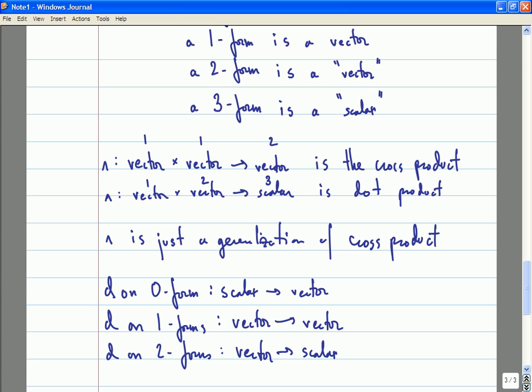So how do you take a derivative of a scalar to get a vector? Well, that's what we would have called the gradient. How do you take the derivative of a vector to get another vector? That's what we call the curl. And how do you take the derivative of a vector to get a scalar? That's what we would have called the divergence.